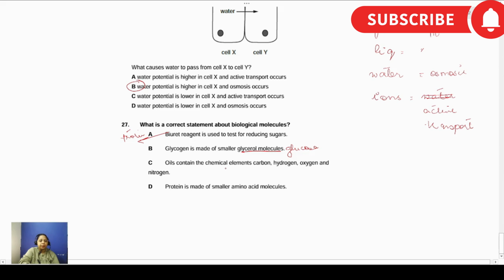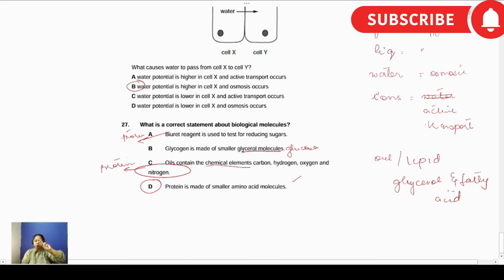Oil contains the chemical elements carbon, hydrogen, oxygen, and nitrogen? We know that nitrogen is present in proteins. So protein is made up of smaller amino acid molecules. Yes, the basic unit of protein is amino acid. What is the basic unit of oil or lipid? Glycerol and fatty acids. The basic unit of carbohydrate is glucose, the basic unit of protein is amino acid, the basic unit of oil or lipid is glycerol and fatty acids.